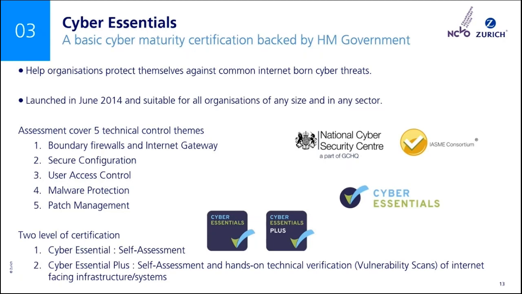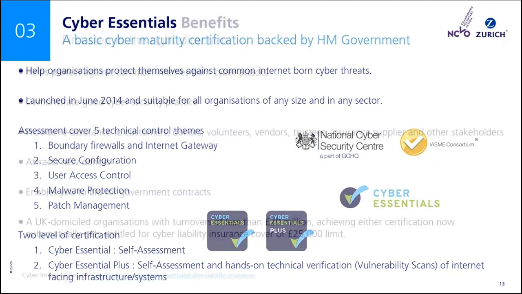What it does is check your cyber maturity across 5 different themes: boundary firewall and internet gateway, secure configuration, user access control, malware protection, and patch management. These are the 5 areas which it will check. And Cyber Essential has 2 levels of certification. The first one is a self-assessment, and the second is called Cyber Essential Plus. It is a self-assessment plus hands-on technical verification. These are vulnerability scans of your internet-facing infrastructure and systems.